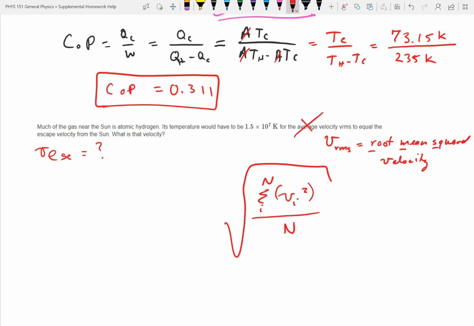So that's in practice what it means. Which is very different from the average, because the average would have been just the sum over v_i's over N.